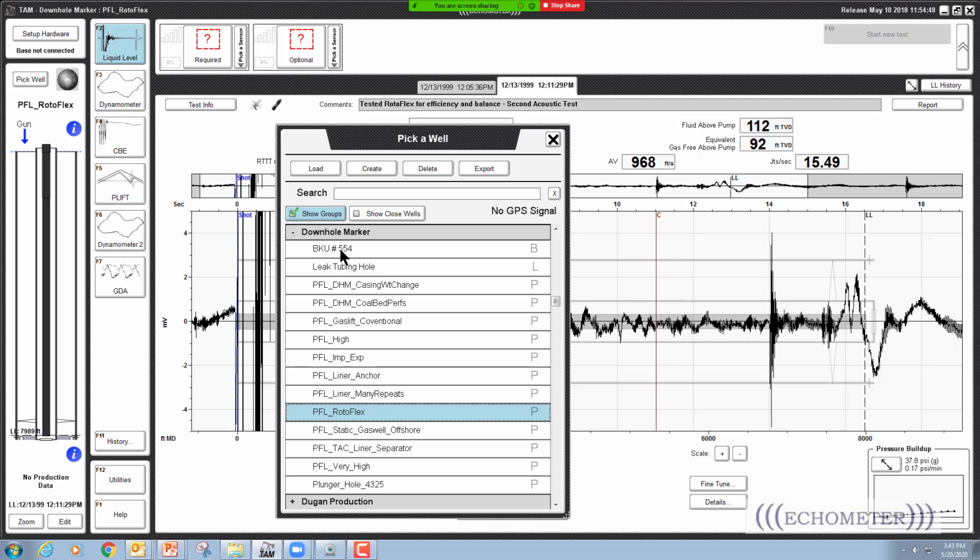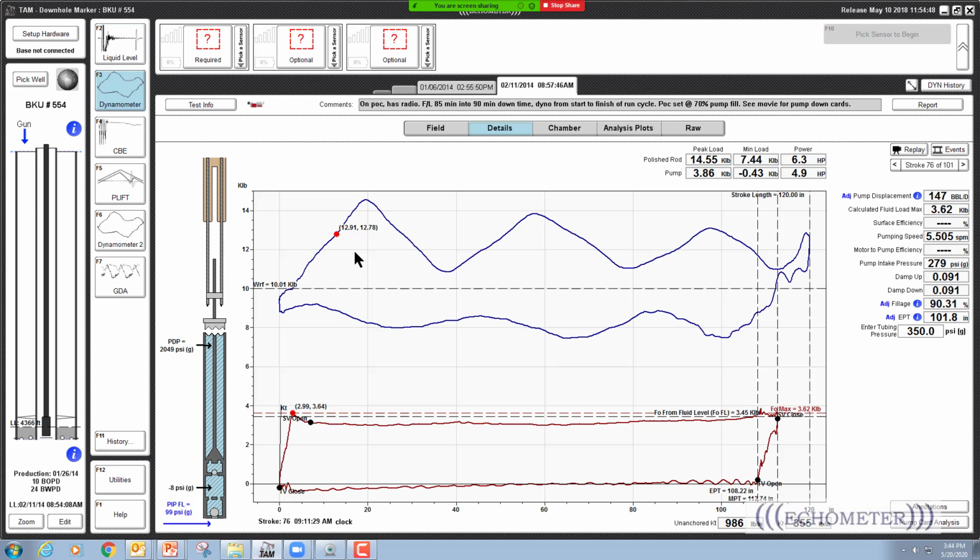So I'm going to pick this well first, and then we'll look at a couple other wells that have holes. So let's look at this well first. This is a well out in West Texas. This paper was published in 2014 at the Southwest Petroleum Short Course. It's a rod pumped well.